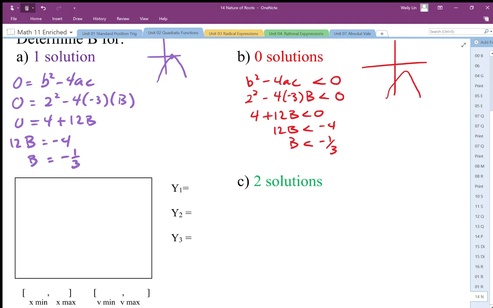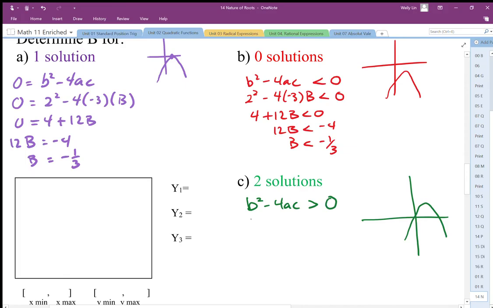For 2 solutions, we can probably guess what it's going to be. We start with that graph there, and if I shift it down to negative 1/3, that will give me 1. So anything bigger than negative 1/3 will give me 2 solutions. Again, I'll set this up, b squared minus 4ac. Now I want that discriminant to be positive. Plug in my values. Solve for this.